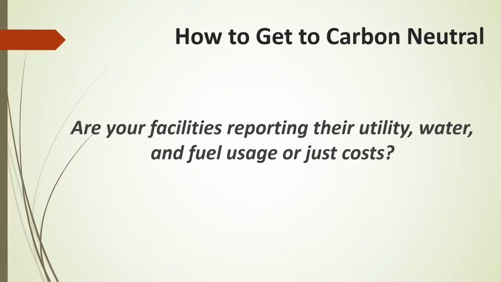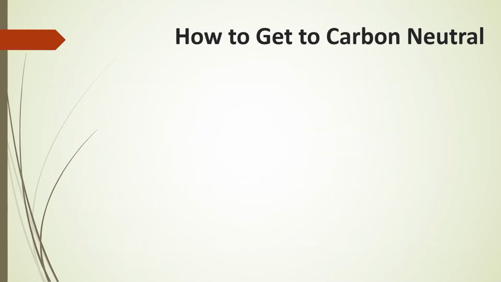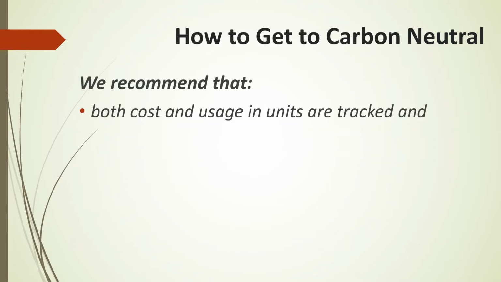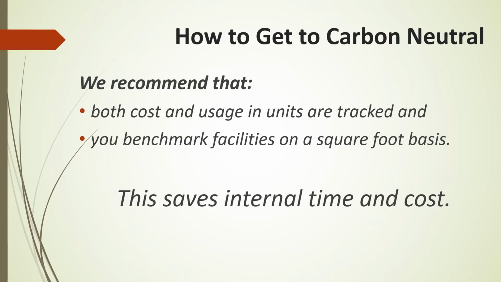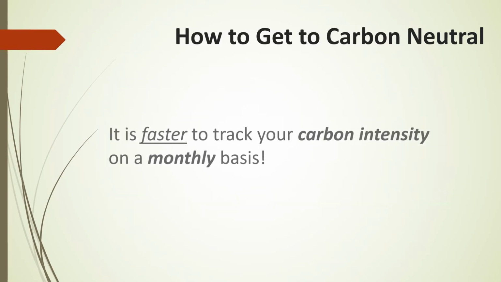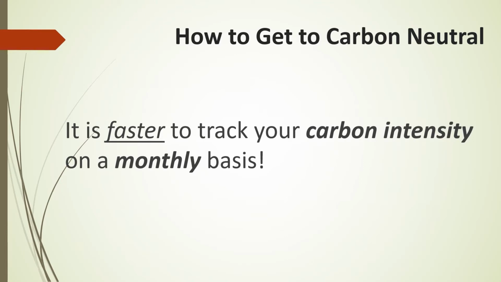Are your facilities reporting their utility, water, and fuel usage, or just the costs? We recommend that both cost and usage in units are tracked. You benchmark facilities on a square foot basis because this saves internal time and cost. It is much faster to track your carbon intensity on a monthly basis. That way you don't have to dig through everything and find it again. It just goes in the database.